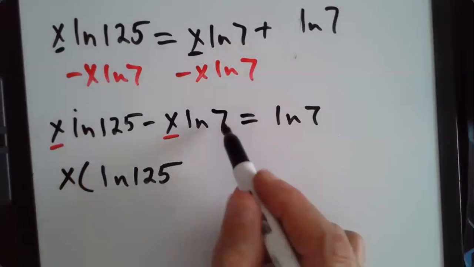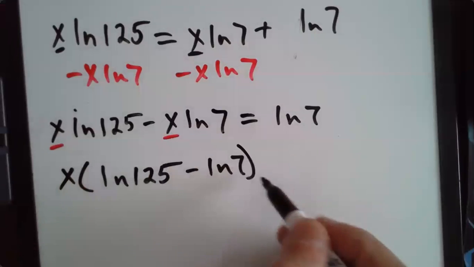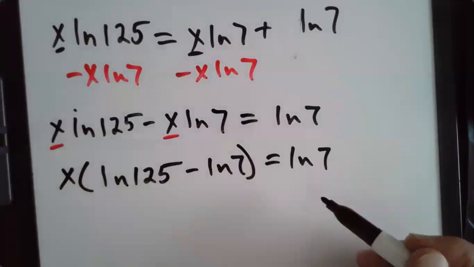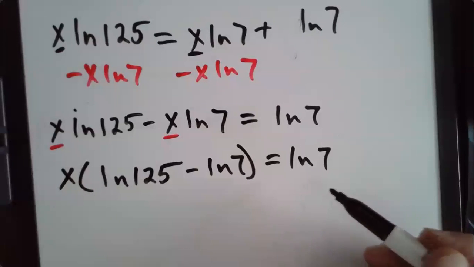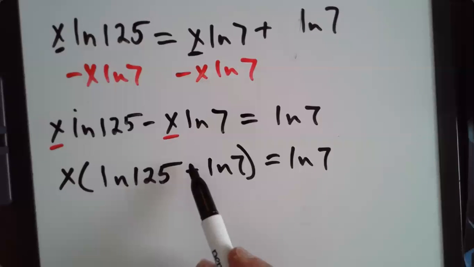Factor out x from natural log 7, and that's minus natural log 7 in parentheses equals natural log 7. All right, any questions there? Now here you could do a couple of things. You could either combine it, condense it into one term, or you can just leave it. But if you're going to leave it, you have to use parentheses.